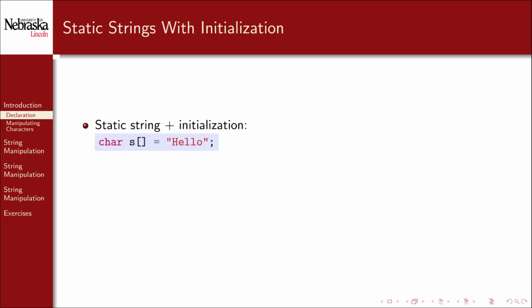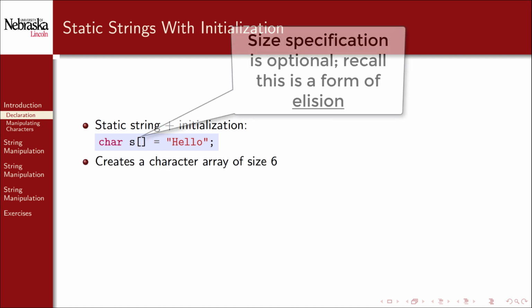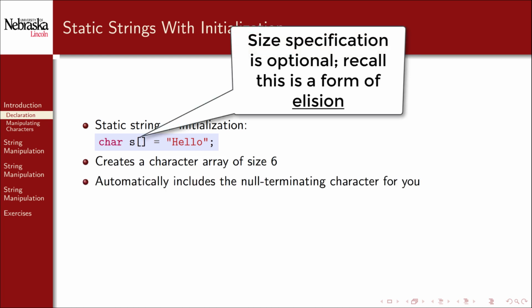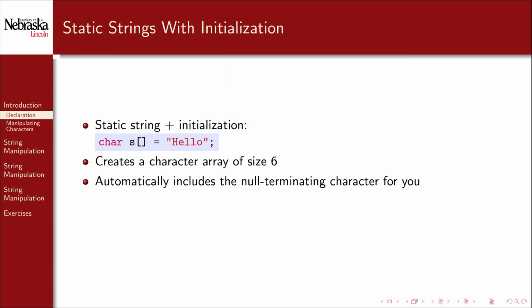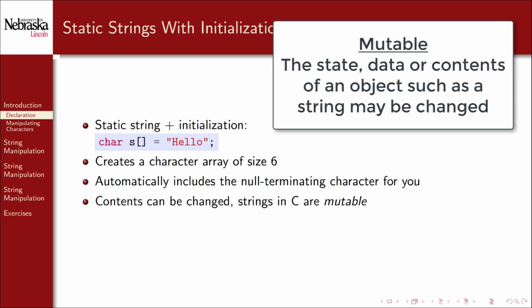It's a bit more useful to also initialize a static string when it's declared using the following syntax. It creates a character array of size 6. Because it automatically includes the null terminating character for you, unlike the previous syntax. At declaration, the contents capital H-E-L-L-O are loaded into this array, but they may be changed later on. We refer to this as being mutable. In C, strings are generally mutable, meaning that their contents can be changed.